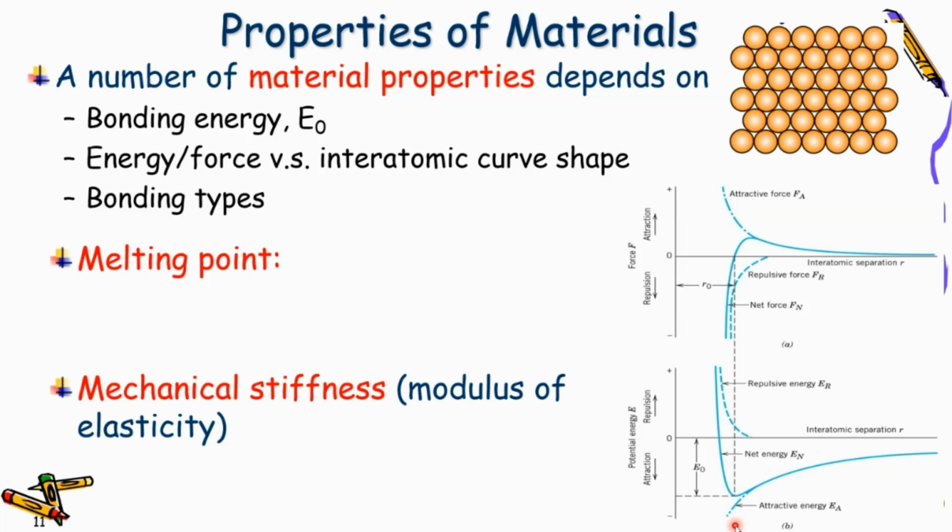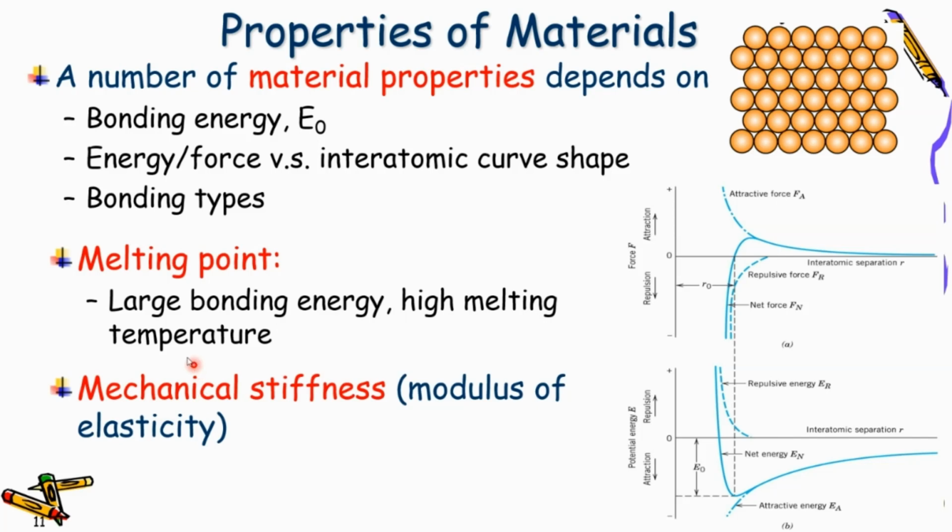So it requires energy. For example, if you have an ice cube, you give energy to this ice cube, and the ice cube will melt. That means the molecules of the water, H2O, pull apart from each other, right? So for the melting point, if you have larger bonding energy, you have a higher melting temperature. So for atom B, which has higher bonding energy, the melting point will be high, right? Okay.